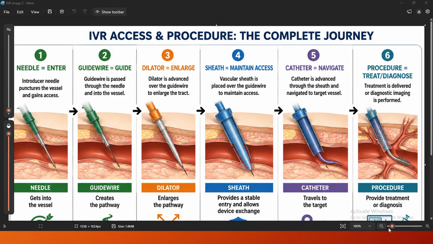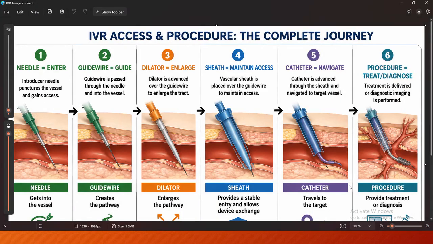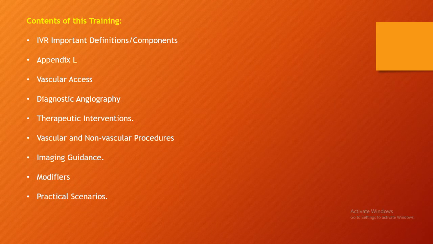Next, in our training, the first class will be IVR important definitions. What are those definitions? Like angioplasty, stent placement, atherectomy, thrombectomy, lithotripsy. All these procedures we will learn first. What is selective catheterization? What is non-selective catheterization? What is antegrade? What is retrograde? All those things you will learn in the first lesson.